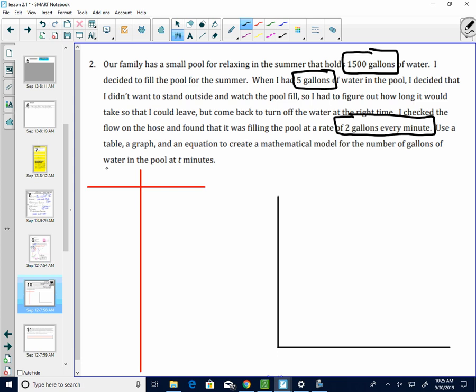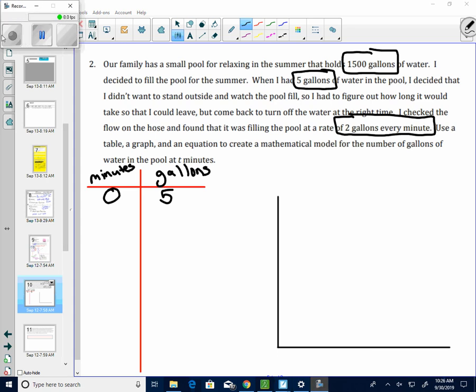and our equation. So our independent variable is time again, and in this case we're measuring it in minutes. And our dependent variable is the number of gallons of water. So this actually represents 0 minutes have gone by. She hadn't started timing this until she came out and saw that there were 5 gallons of water. So she didn't start recording until it already had 5 gallons in the pool.